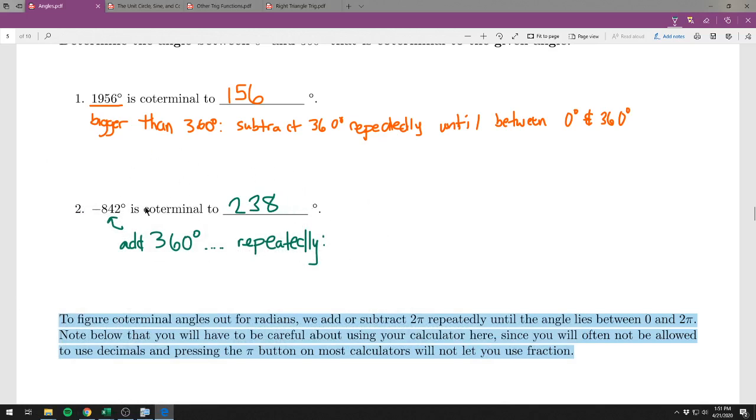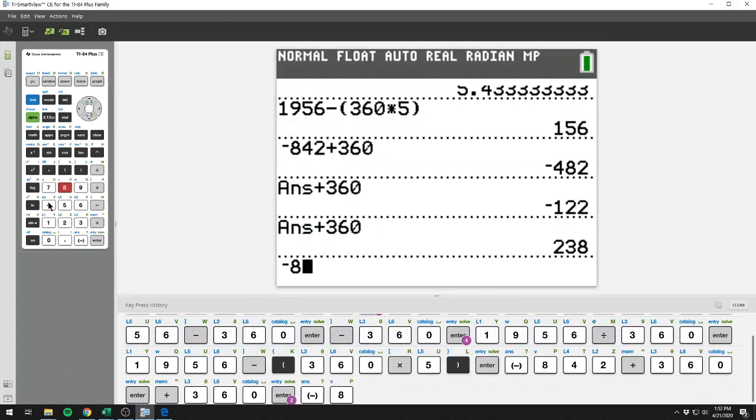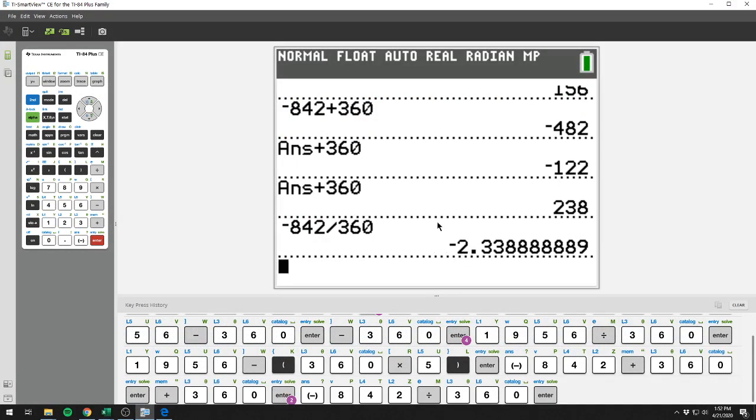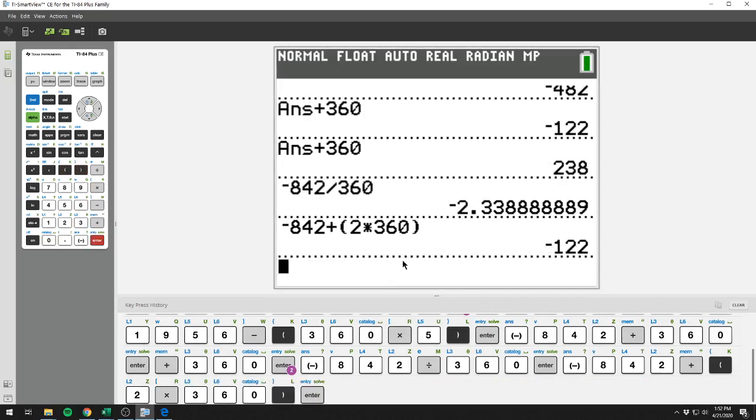And if you were asked what quadrant this is in, which once again, you're not yet, but if we were, you would answer quadrant 3 because it's between 180 and 270. Now, if you want to do it the other way with negatives, you take your angle that's negative and you divide it by 360. Because it's negative, you're going to add. So we got negative 842, and we add 2, the whole number, just like last time, times 360. It's not going to put you between 0 and 360 because of the negative thing, so you're going to have to add 360 one extra time.